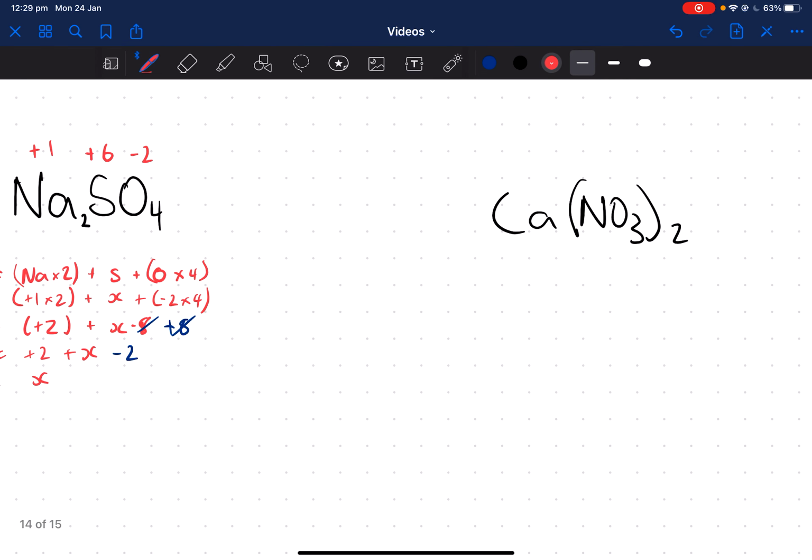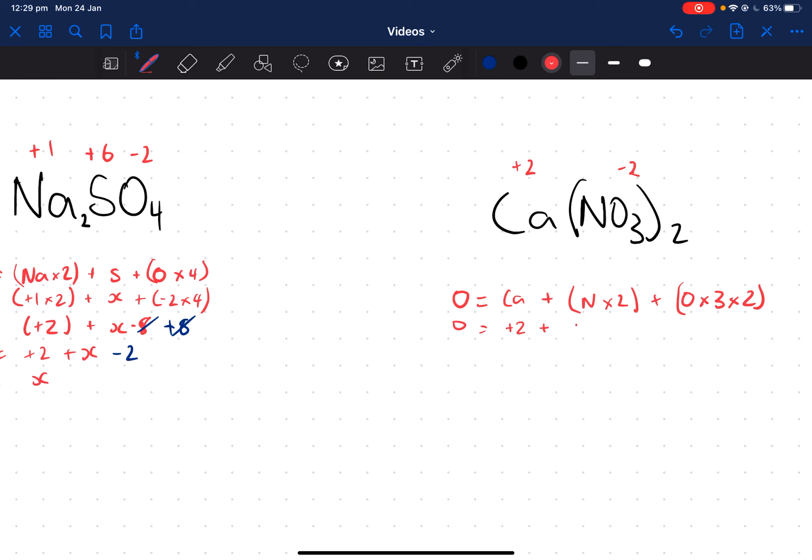All right, lucky last, calcium nitrate. So give this one a go. It's a little bit more tricky than the other ones, I think, possibly. But try it anyway. Calcium is a group 2 metal, so positive 2. And oxygen we know is minus 2. So 0 equals, we've got 1 calcium plus we have 2 nitrogens plus we have oxygen times 3 times 2. So substituting in our values, we have calcium is our +2 plus N times 2.